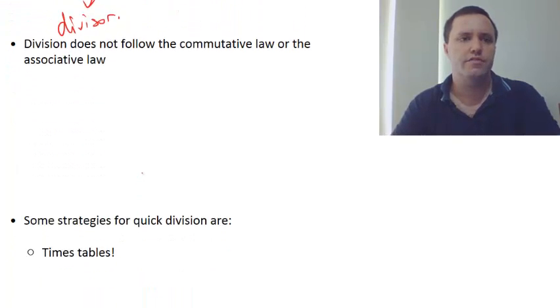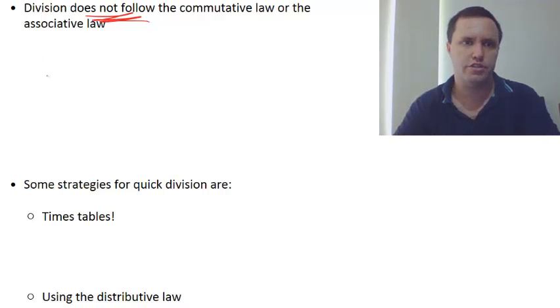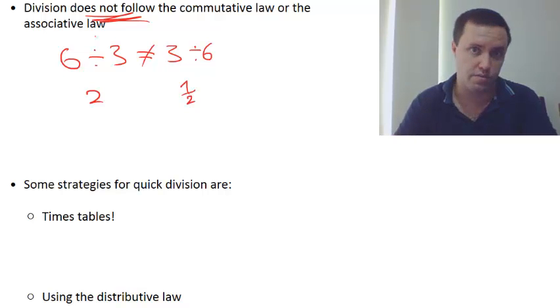Okay, division importantly does not follow the commutative law or the associative law. Okay, so 6 divided by 3 is not the same as 3 divided by 6. You can't just switch them around. Okay, 6 divided by 3 is 2. 3 divided by 6 is actually a half. Okay, so they're nothing like each other. You can't just switch things around like that.